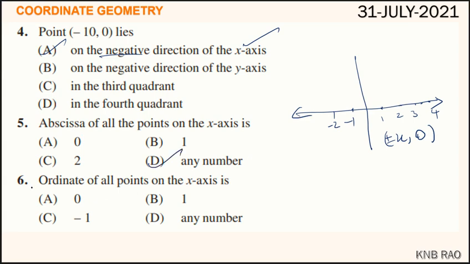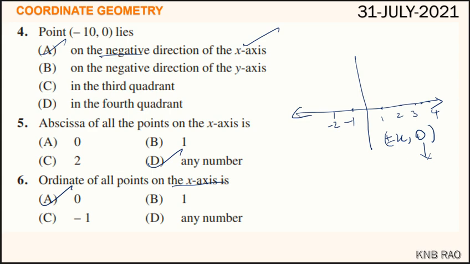Coming to the sixth question: ordinate of all the points on the x axis. Same x axis, ordinate is 0, right answer is A, because the ordinate is fixed, it's 0. Any point lying on the x axis will have its y coordinate or ordinate as 0. So you should have no confusion while attempting such questions. These questions are very important, both for your PT1 as well as for your upcoming term 1 exam.